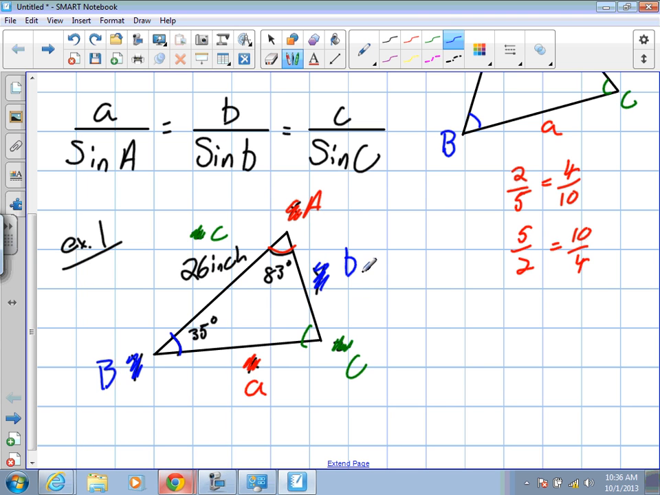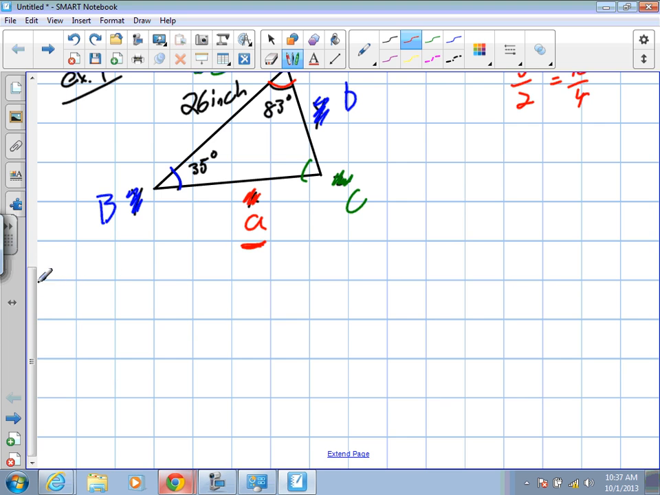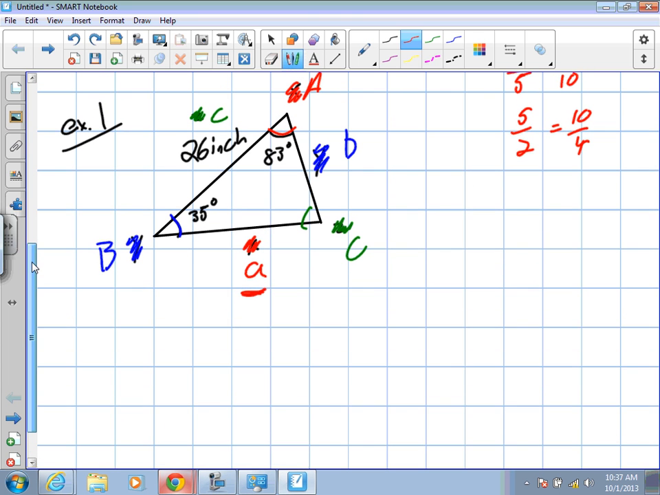Okay. And what we're going to do in this question is solve for angle A. Sorry, not angle A. That's easy. It's 83. We're going to solve for side A. So what I'm going to do is set up sine law and put in all of the information I have and then eliminate things from there.